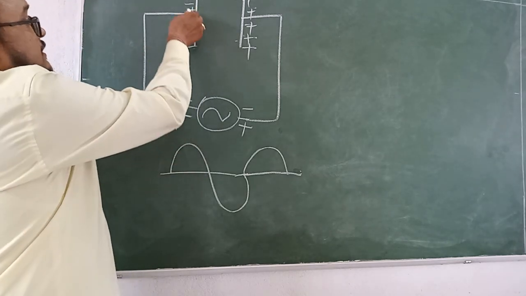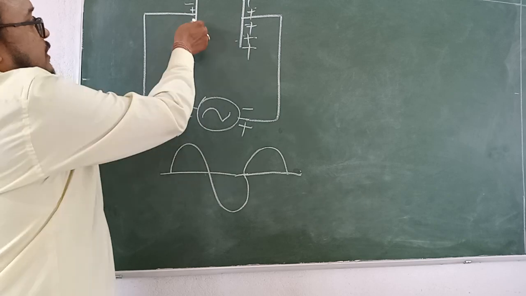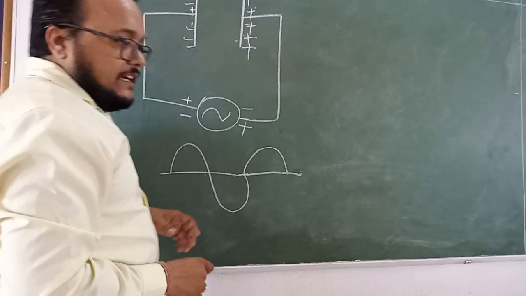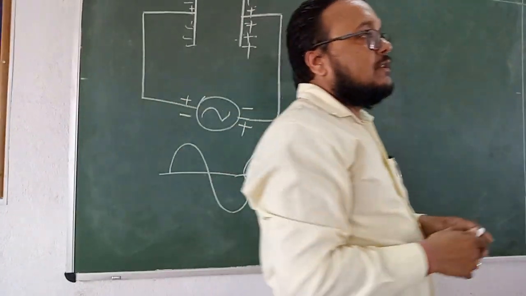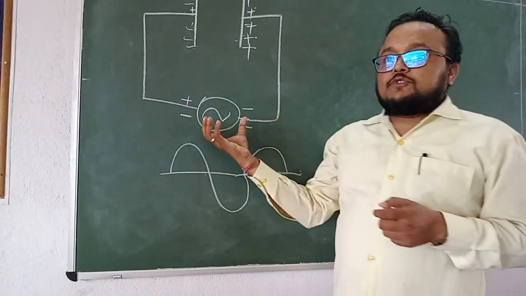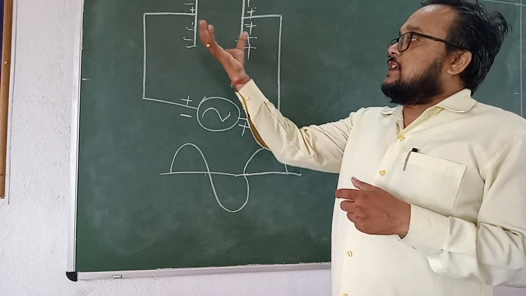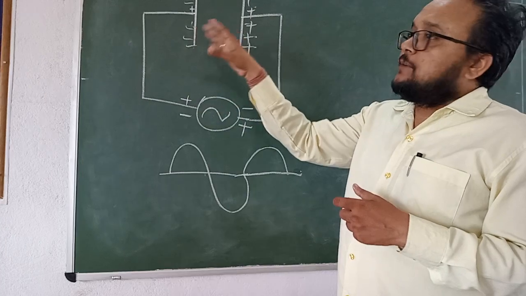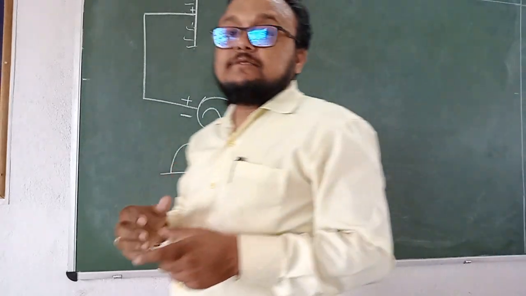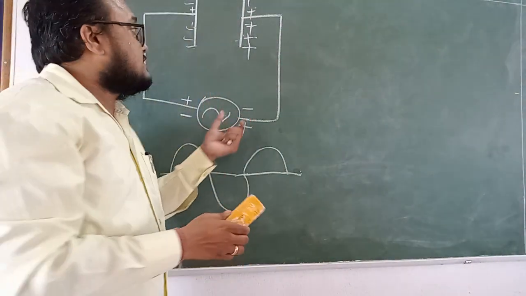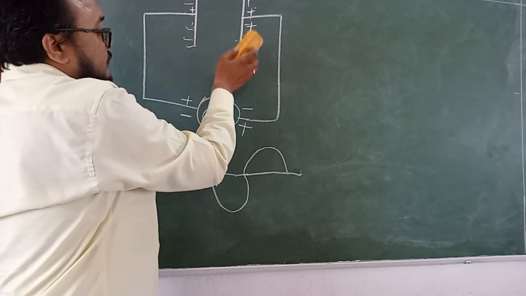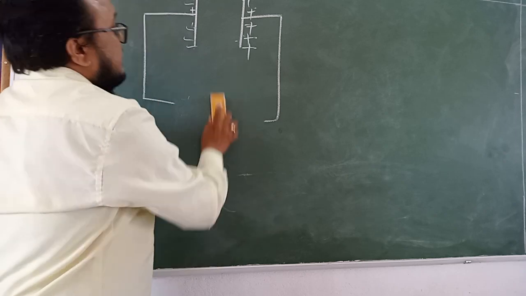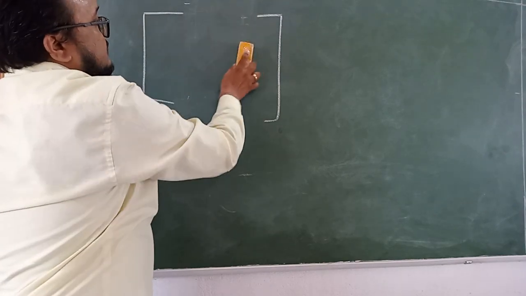So the current will be flowing from plate to battery and battery to plate, plate to battery and battery to plate. In this condition the current will never stop. When we connect with an AC source, the current will keep flowing from battery to plate and plate to battery. But in case of DC, once the capacitor gets fully charged, it will not allow current after that.